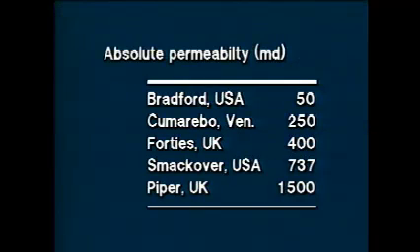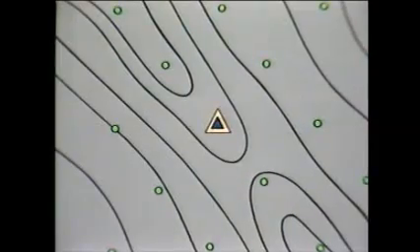Average values of the absolute permeability in millidarcies from several reservoirs are shown here. The engineer needs to know the distribution of permeability in a reservoir so that in response to the production of fluids in some wells and perhaps the injection of fluids in others, he can predict both the direction in which the fluids will move and their relative flow rate.